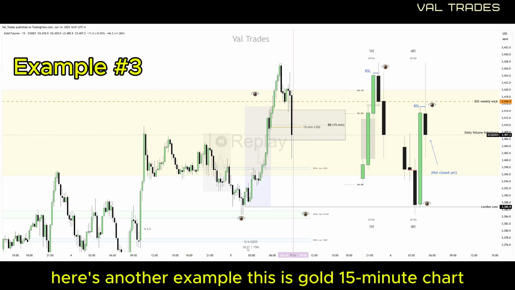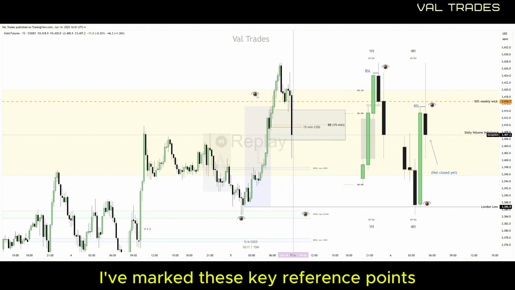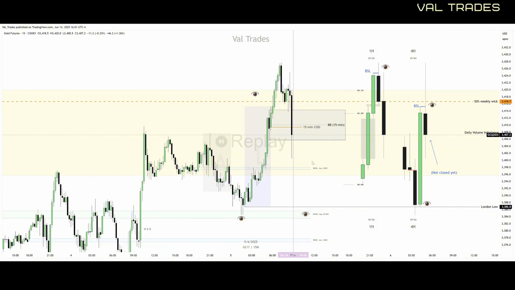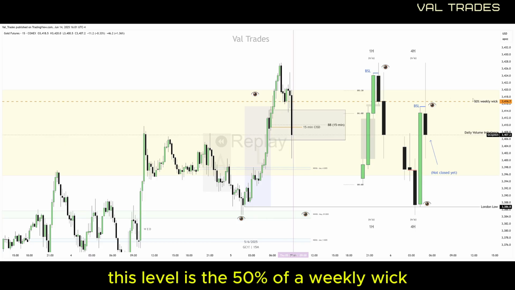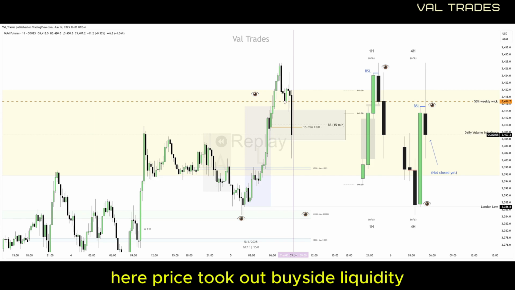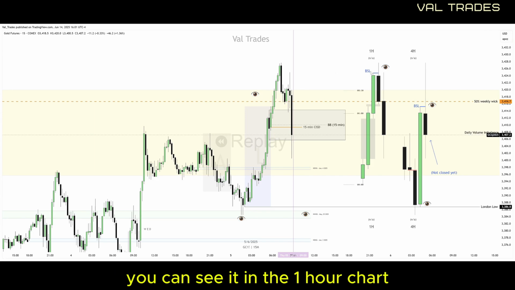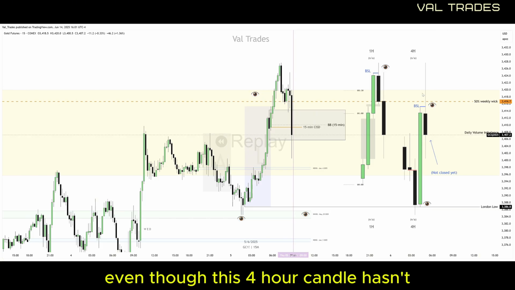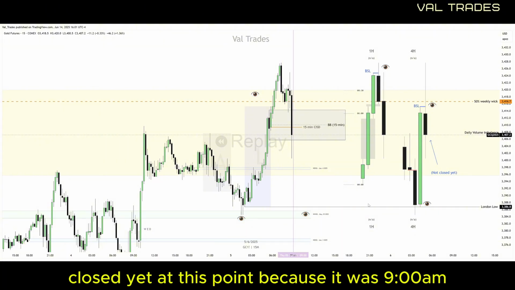Here's another example. This is gold 15-minute chart. I've marked these key reference points from the higher time frames. This level is the 50% of a weekly wick. Here, price took out buy-side liquidity. You can see it in the 1-hour chart and also in the 4-hour chart, even though this 4-hour candle hasn't closed yet at this point because it was 9 a.m.